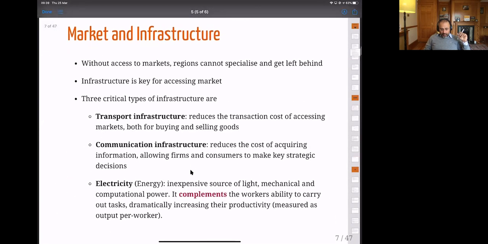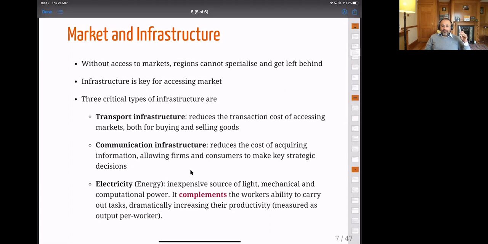So markets and infrastructure, right? So transport and communication are critical. Without transport and communication, you're stranded on an island, right? So you're stranded on an island for two reasons. Transport, because you can't move goods, and communication, because you're not able to access the price. So these are the themes that we thought about when we were looking at the Kerala fish market.